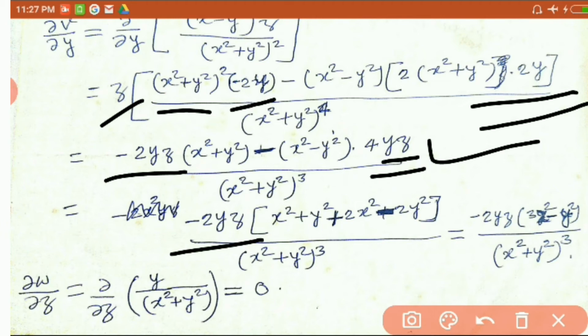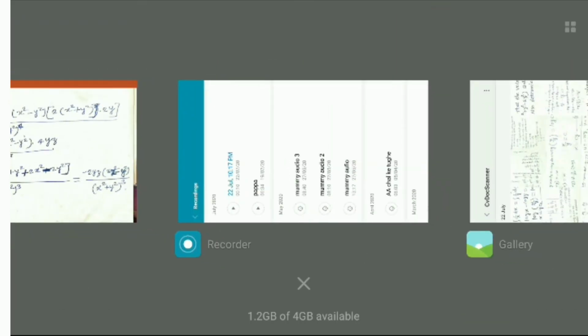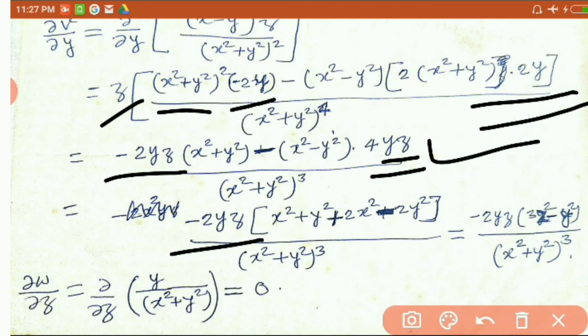So after that we get minus 2yz, 3x square minus y square upon x square plus y square cube. And similarly we also get dou w by dou z is equal to dou by dou z of y upon x square plus y square is equal to 0.